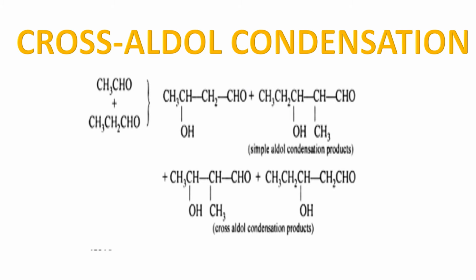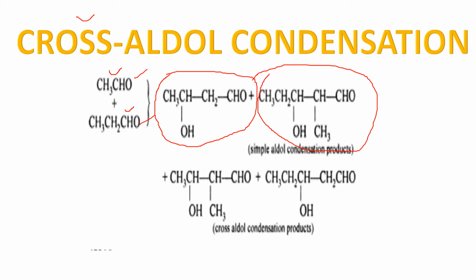Now the second category of this reaction is cross-aldol condensation. Now in cross-aldol condensation, we actually take two different aldehydes. Now if you can see, this is ethanal and this is propanal. So when you take two different aldehydes, we get four products. Now product 1, this is product 2, product 3 and product 4. Now why are we getting four products?